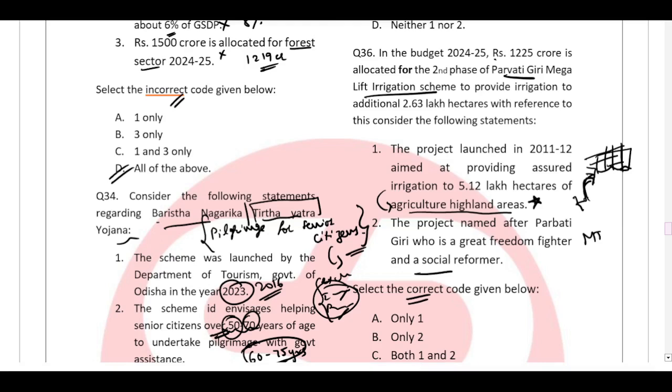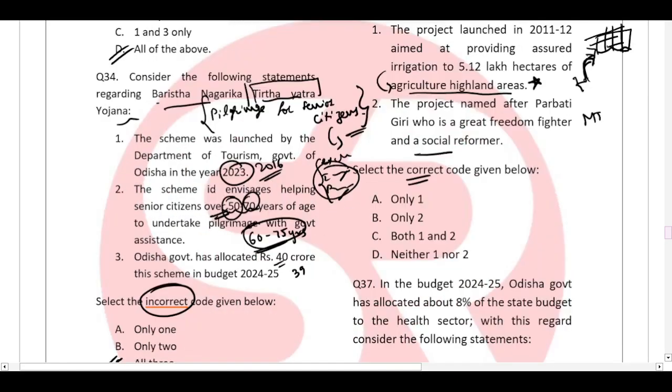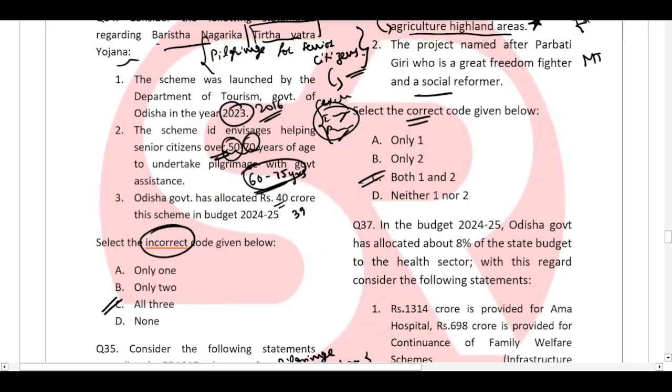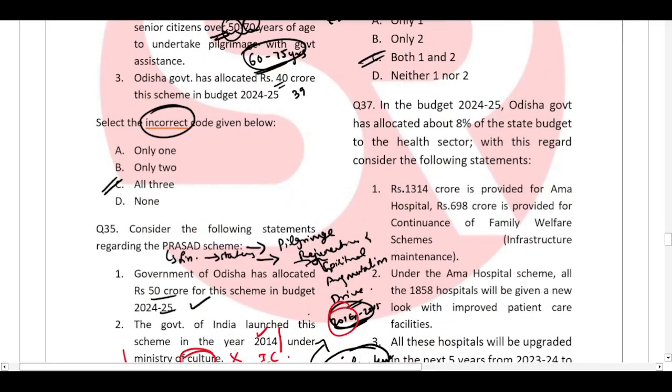So which of the following are correct? Both the statements are correct. Hence, option C, both 1 and 2 are correct for question number 36. Question number 37. In the budget 24-25, Odisha government has allocated almost 8% of the state budget to the health sector. With regard, consider the following statements.